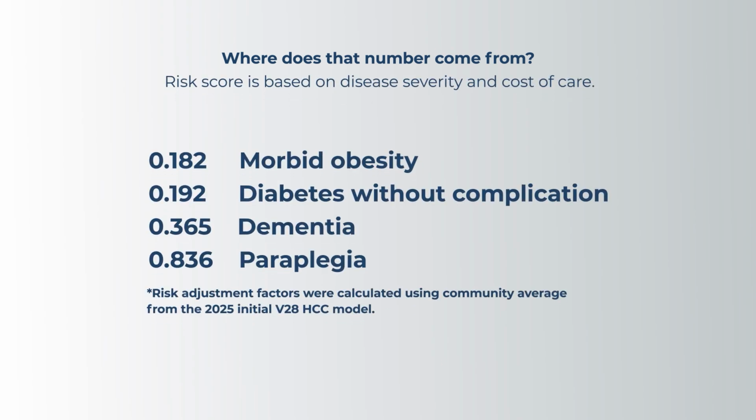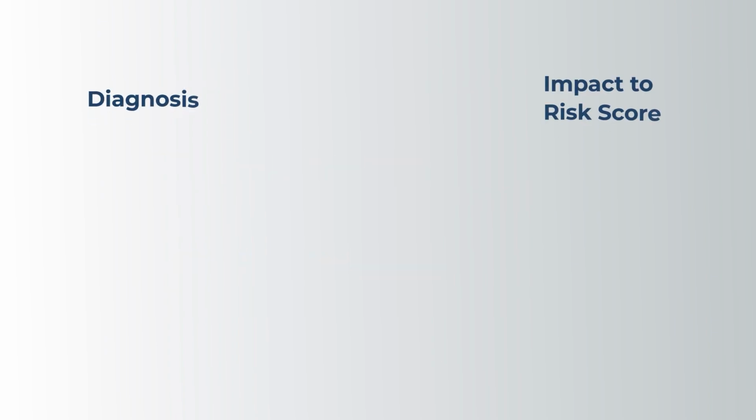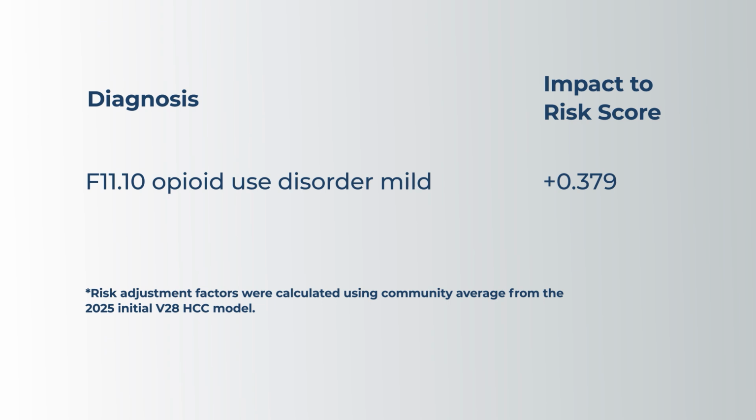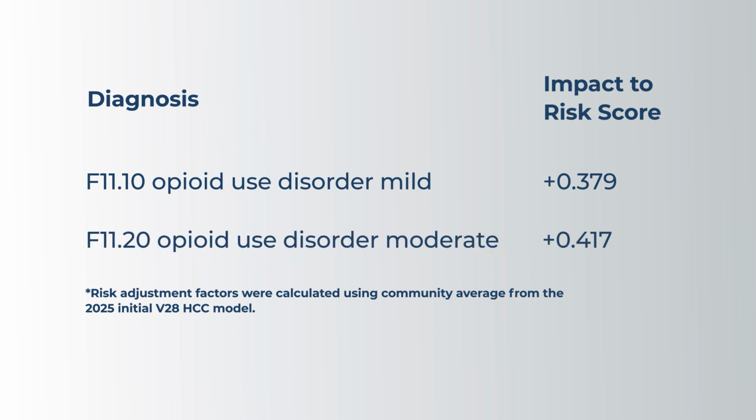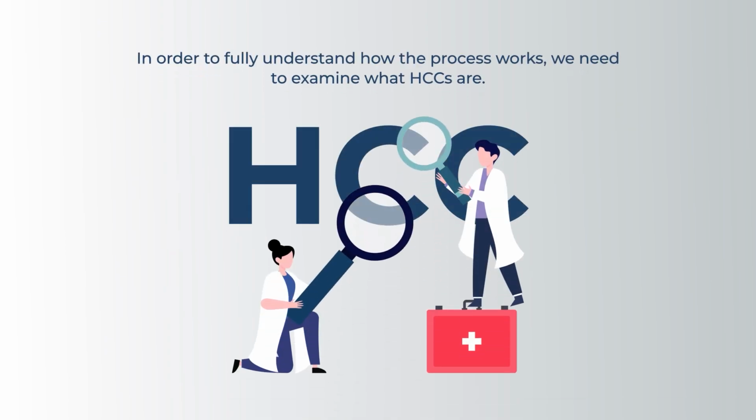In the HCC model, certain conditions will elevate a patient's risk score based on their impact on health status and higher potential for future healthcare costs. More serious conditions will alter the patient's risk score by a higher amount than less serious conditions. For example, F11.10 opioid use disorder mild will add 0.379 to the patient's risk score, but F11.20 opioid use disorder moderate will add 0.417. In order to fully understand how the process works, we need to examine what HCCs are.